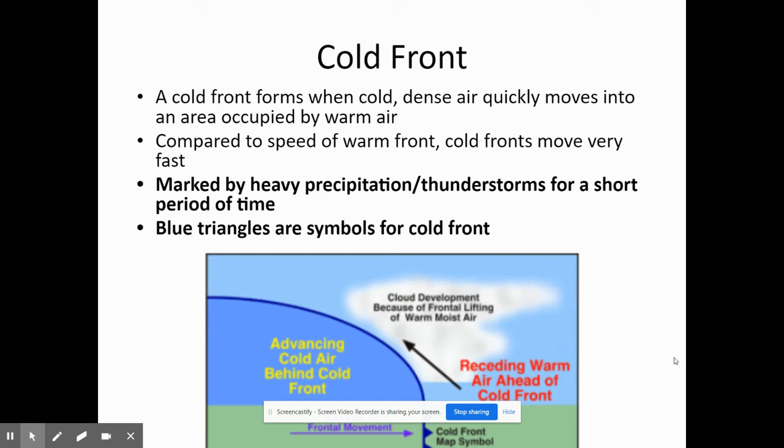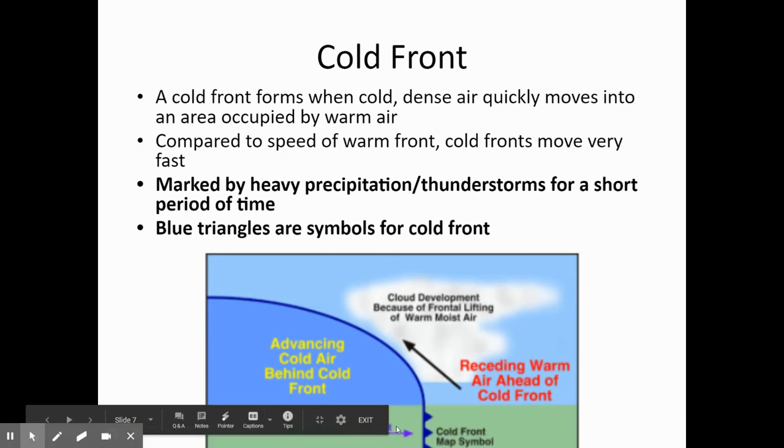Cold fronts are formed when cold, dense air quickly moves into an area occupied by warm air. They're faster than warm fronts, usually marked by heavy precipitation and thunderstorms for only short periods of time. There are blue triangles, right down there, that indicate your cold front.